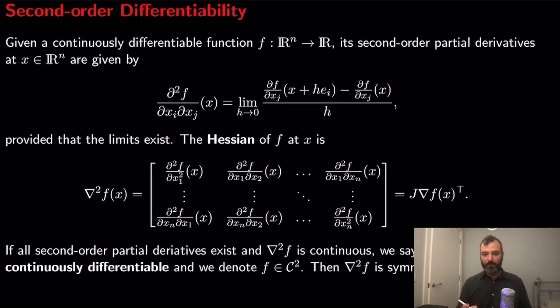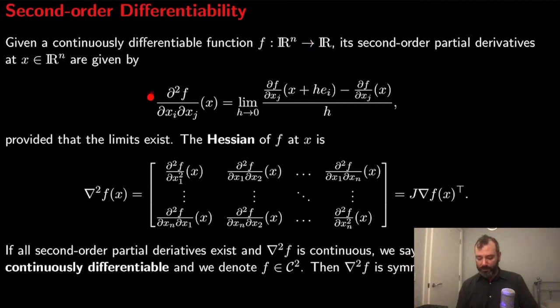Now, second order differentiability is an extension of what we just discussed. It is really the following thing. Say that we have a function f that is continuously differentiable. It is differentiable and the derivative is continuous. It is a function like the one we studied before. It takes a vector, gives me back a number.